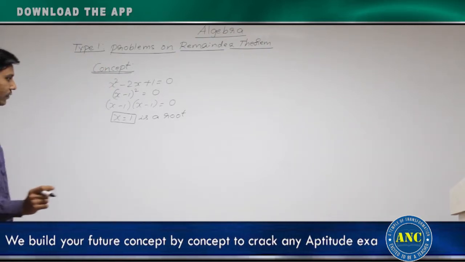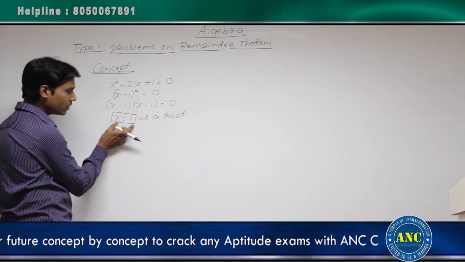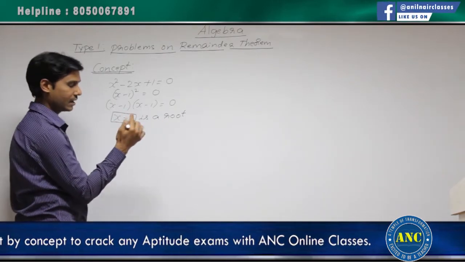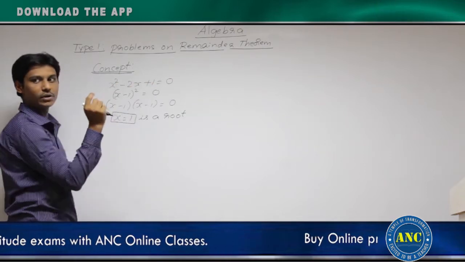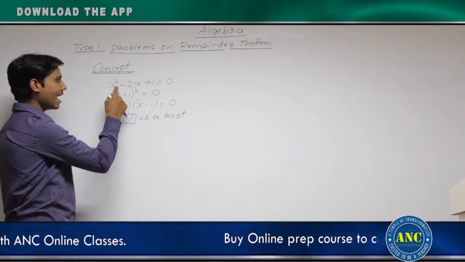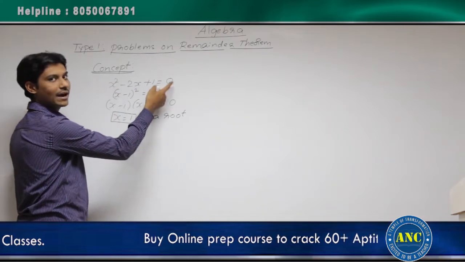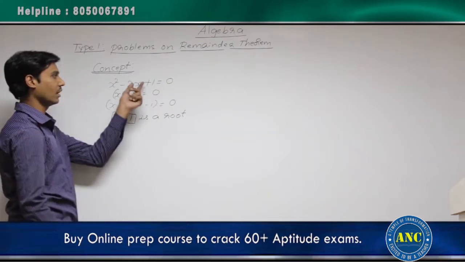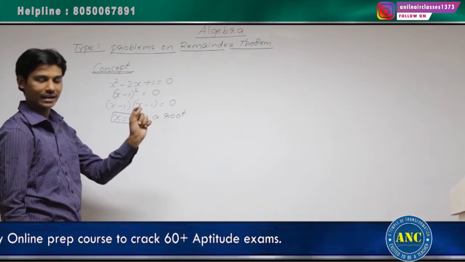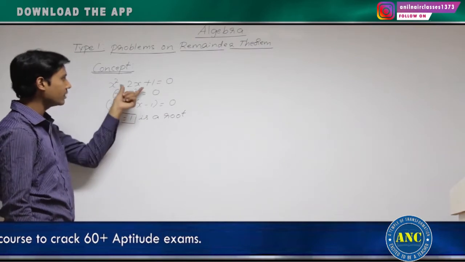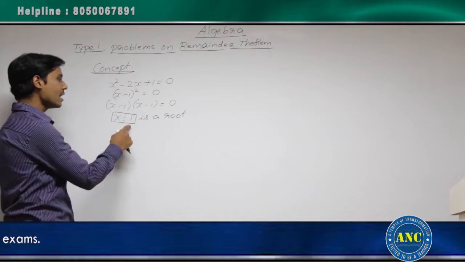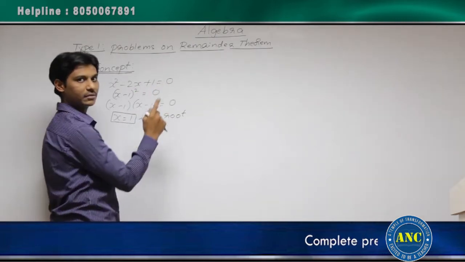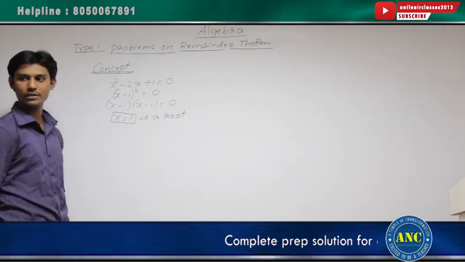Now if you observe carefully, x is equal to 1 is the root. That means if I substitute x is equal to 1 on the left hand side and simplify it, I will get the value of the right hand side, then both will be equal. If I substitute 1 in the quadratic expression x square minus 2x plus 1, I will get 0. That is why it is called the root of a solution.